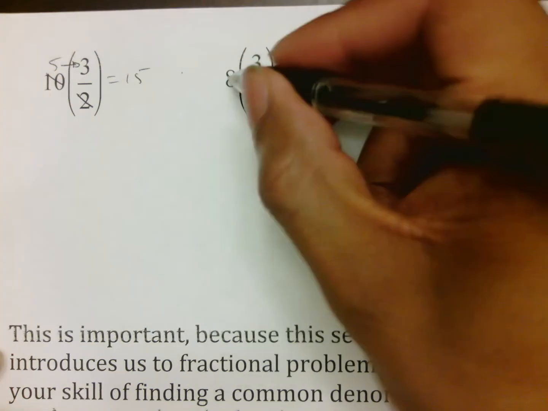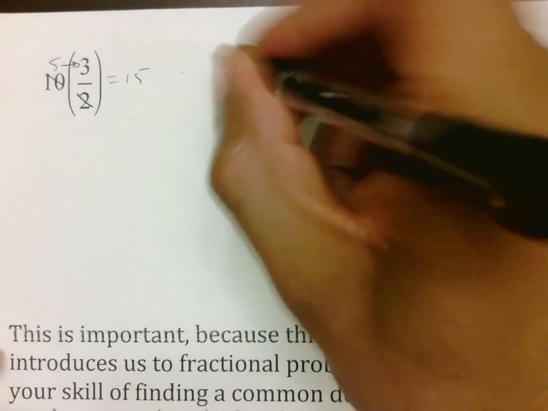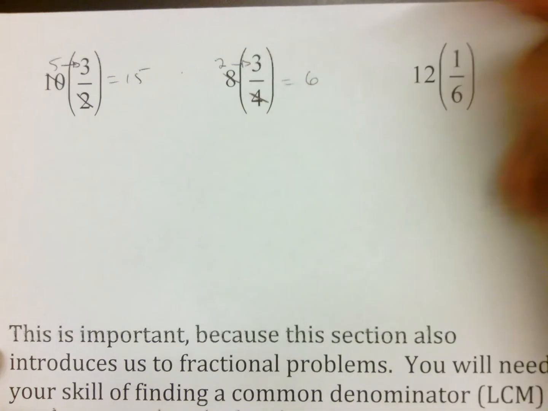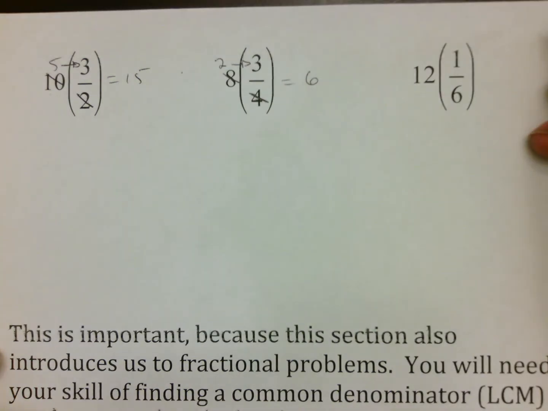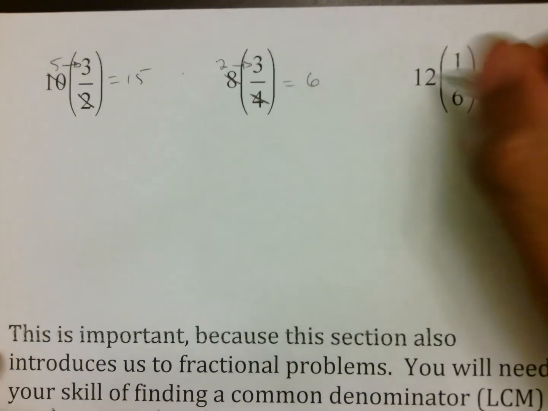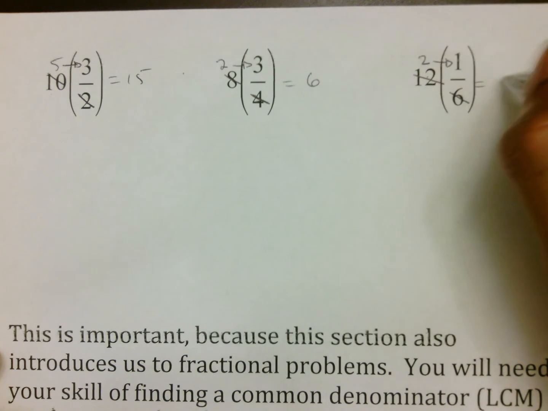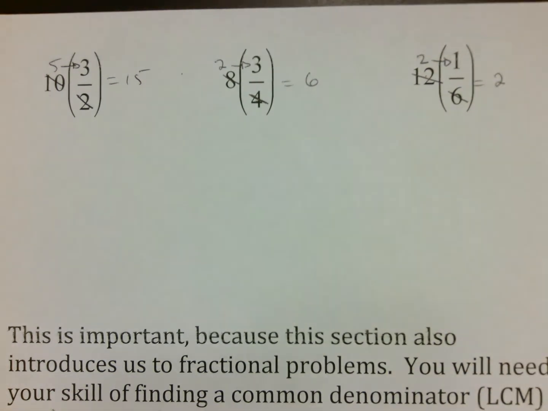Looking at this one, 8 and 4 both can be divided by 4. 8 turns into a 2, 4 goes away. Multiply your numbers, you end up with 6. 12 times 1/6, again, 12 and 6 can both be divided by 6. This turns into a 2, which multiplies here and makes your answer 2.